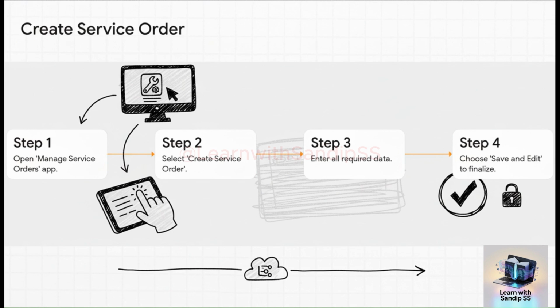And creating that initial order is super straightforward. In just a few clicks, the manager opens the Managed Service Orders app, hits Create, and fills in all the essential details. Who's the customer, what's the problem. Once they save it, that request officially exists in the system.